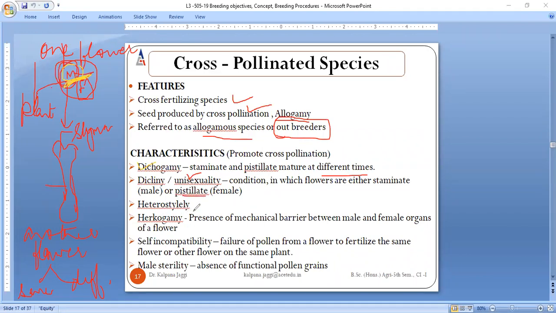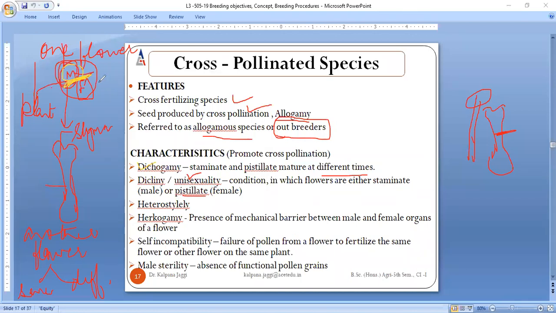Then heterostyly. Heterostyly means this is the pollen grain. Normally, if these two parts are to fuse together, then the style length should match the length of the filament. But here it is heterostyly, that means the style length is different. As a result, they are not reaching near each other, and there are no chances of self-pollination taking place.